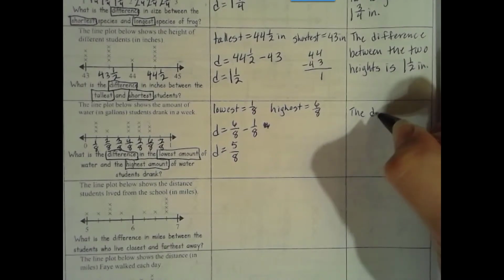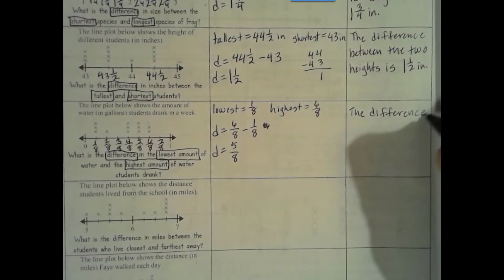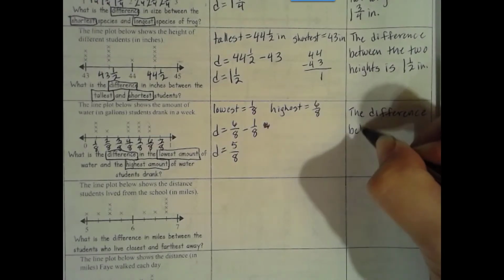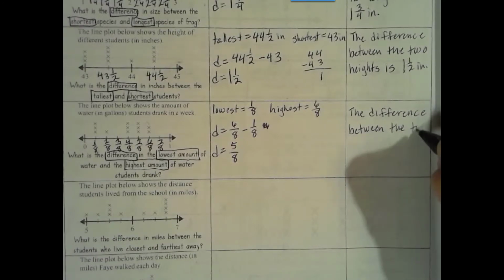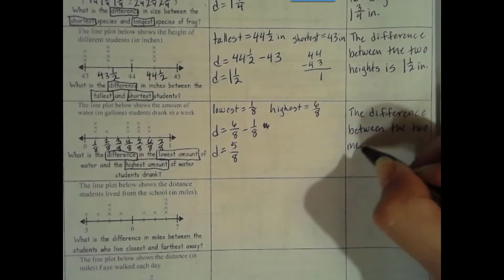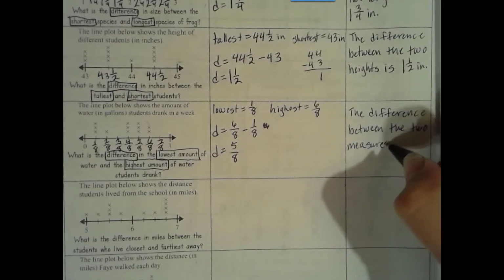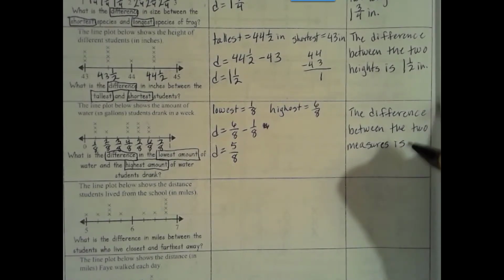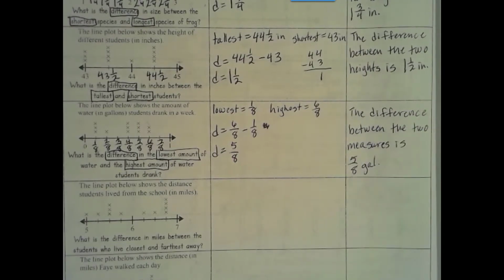The difference between the two measures is 5/8 of a gallon.